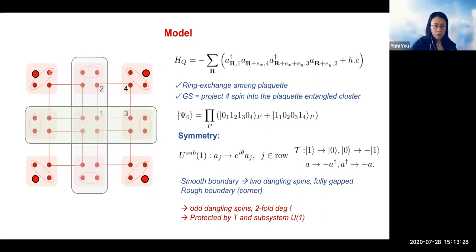So yes, in principle, we don't need to make this cut. We can make a stair-like cut or zigzag cut. And then what we will find is at each rough part of the corner, there's a spin-1/2 degree of freedom, which is not paired with any of the nearby plaquette partners, and it is protected.